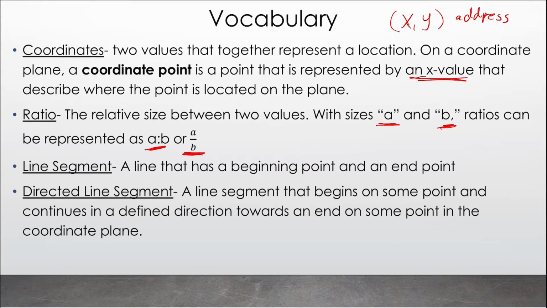A line segment is a line that has a beginning point and an end point. A directed line segment is a line segment that begins on some point and continues in a defined direction towards an end on some point in the coordinate plane. So the key here between a line segment and a directed line segment is a defined direction.